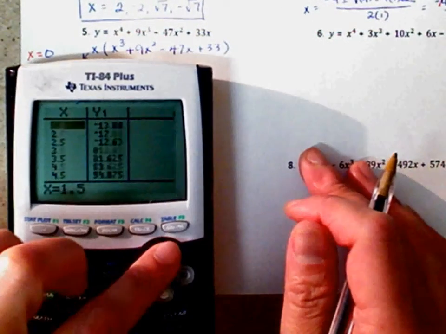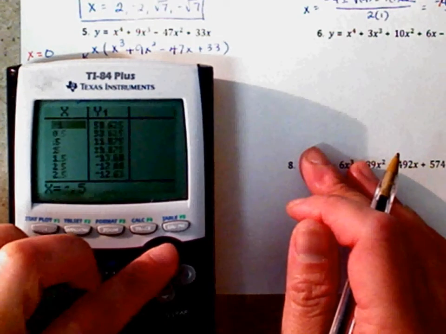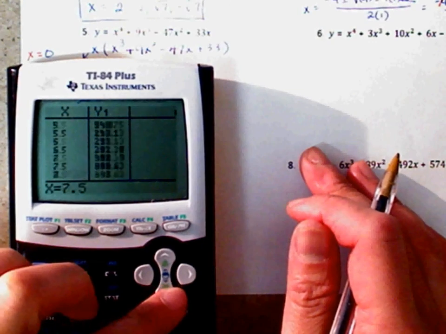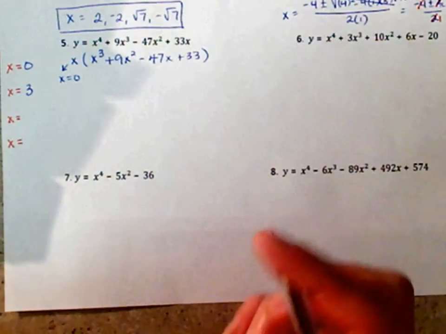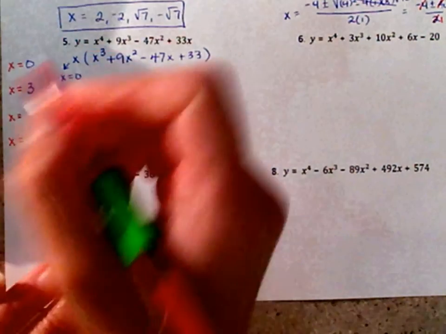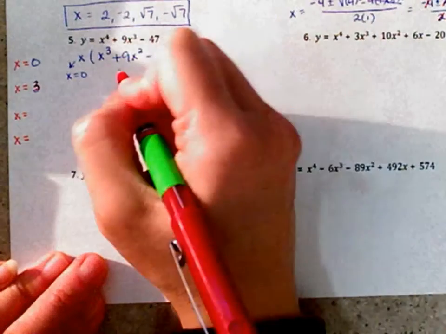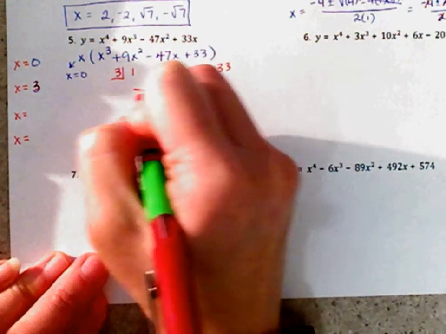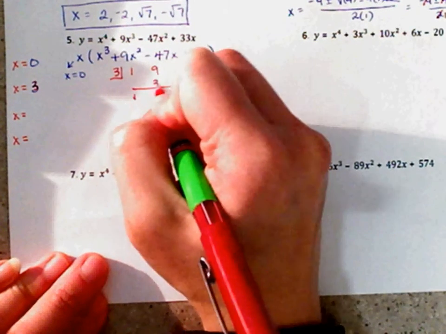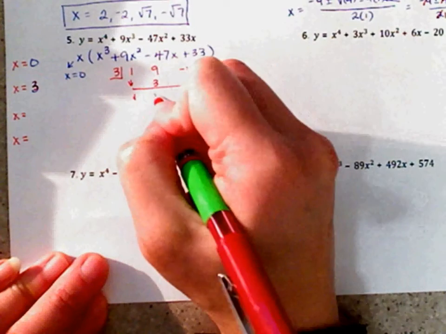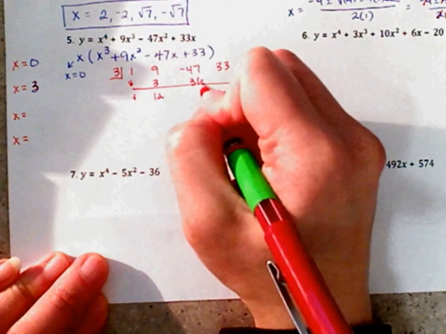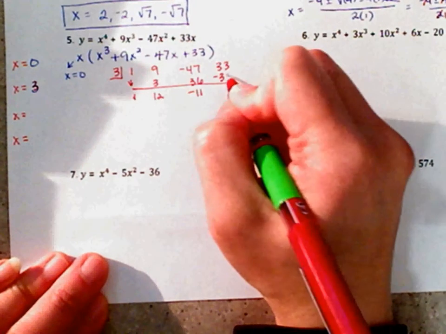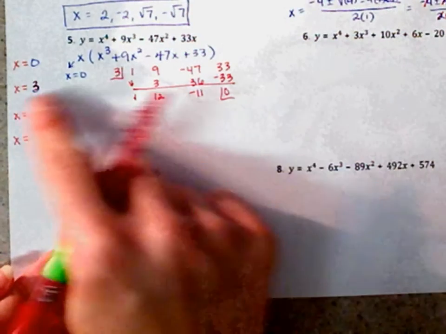Okay? And then as I scroll through, I don't see another zeros to kind of help me find my other ones. Alrighty? So then I've got to go to finish it up. Alright, so I got a 3 there. Here's my 3. Okay? I'm going to use synthetic division to help me. Bring down your 1. 1 times 3 is 3. 9 plus 3 is 12. 12 times 3 is 36. That leaves you with negative 11. Negative 11 times 3 is negative 33. Okay? So there you have your other root, other zeros.